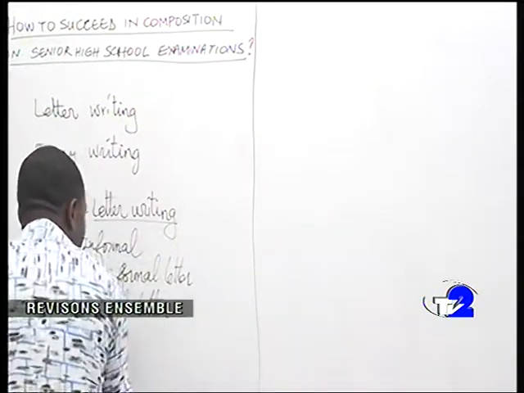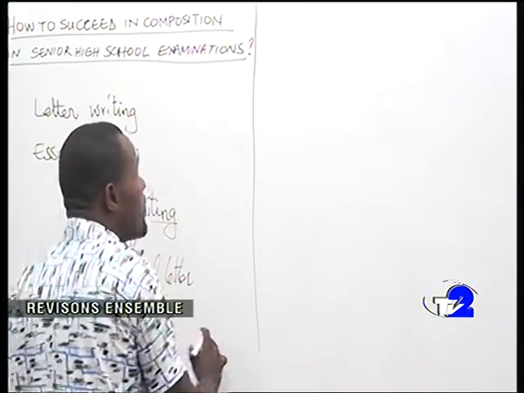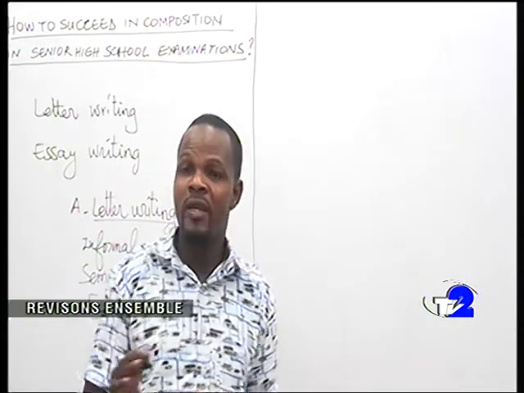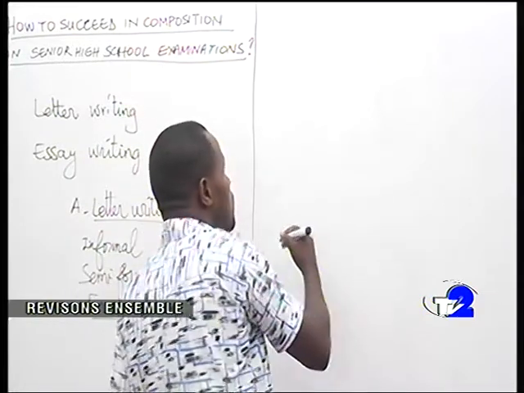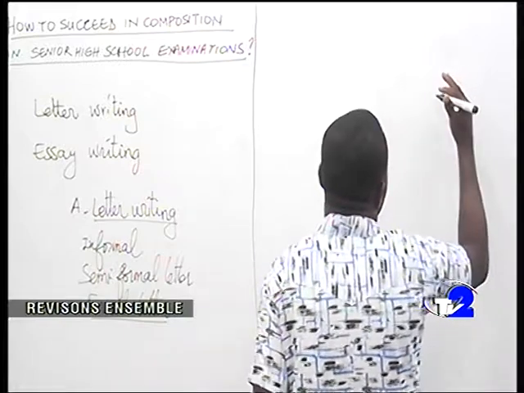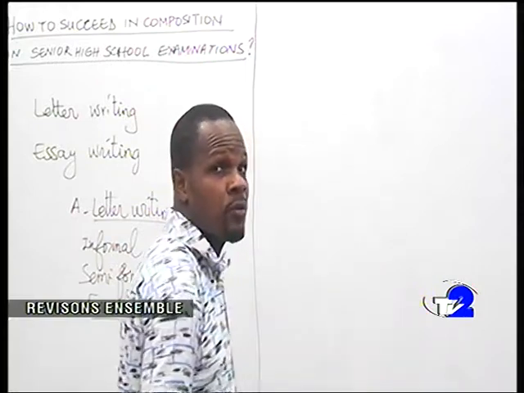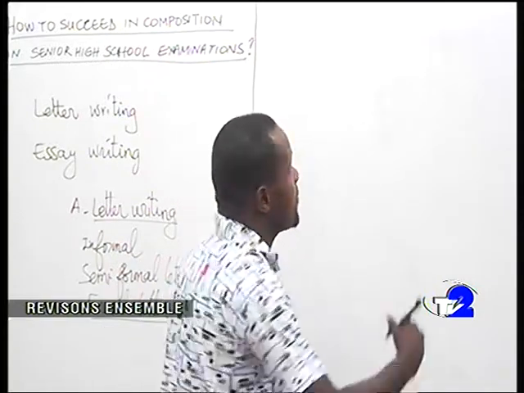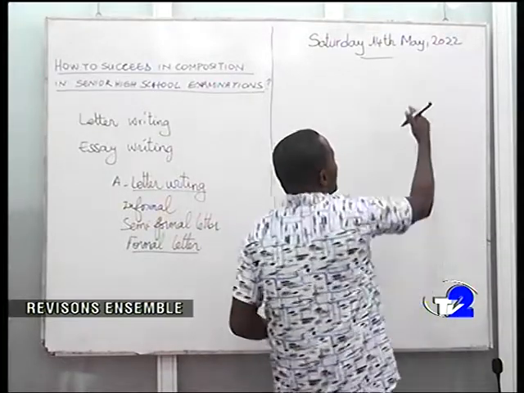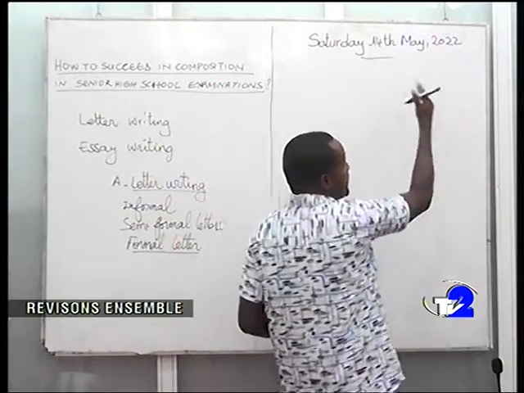So, the formal letter, as I said earlier, is different from any other letter. When you are asked to write a formal letter, there are elements to consider. The first one is the address, the address of the writer. The address of the writer is the address of the person who is writing the letter. And it is written at the right side of your examination paper.